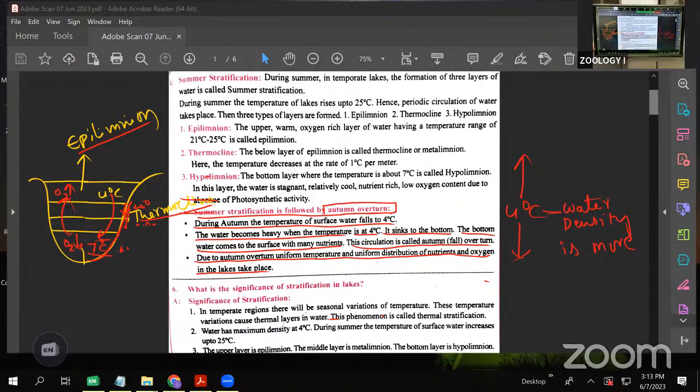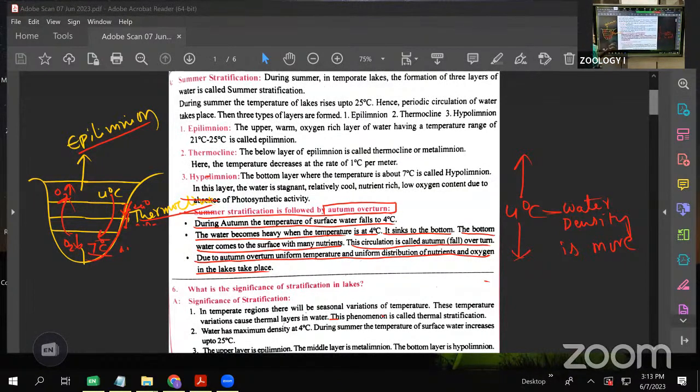Here it is the summer stratification. After the winter stratification, the spring overturn also occurs. The water in the lakes mixes 2 times: one is called the autumn overturn, and the second is called the spring overturn. This is about the summer stratification. Simply, in the summer season, lake water is divided into 3 layers. That is what is called stratification.